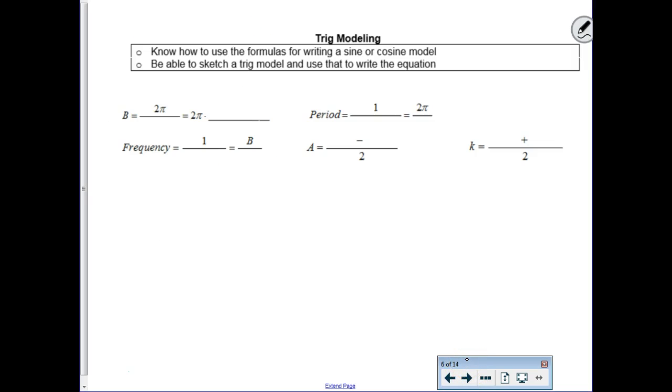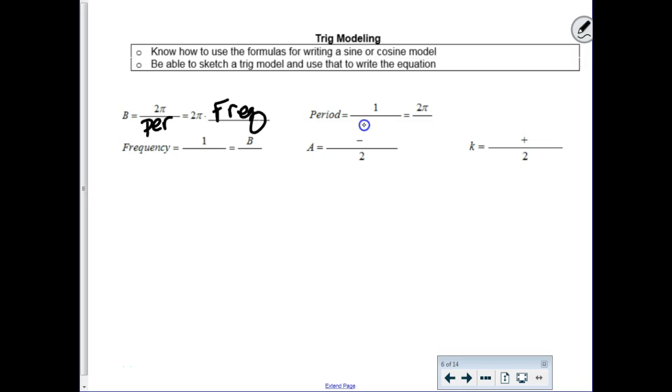Alright, let's talk about trig modeling. All these formulas I'm having you write down on the review, they're actually going to be given to you on the test. So don't panic like you have to memorize all these. That's not the case. So 2 pi divided by the period is one way to find the b value, because remember we need that for the formula. It's also the same thing as 2 pi times the frequency. So those will be given to you.